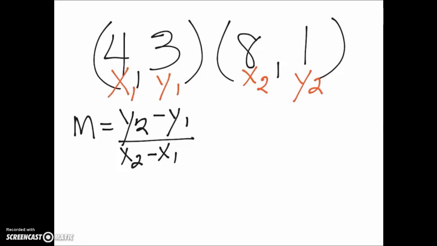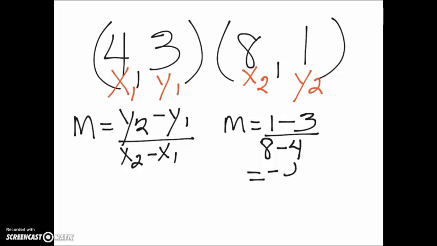Let's plug numbers in. So we have 1 minus 3 over 8 minus 4. Now we need to solve the top and the bottom separately, and then we will reduce. So 1 minus 3 is negative 2. 8 minus 4 is 4. And when we reduce, that gives us 1/2. So the slope of our line in this case is 1/2.